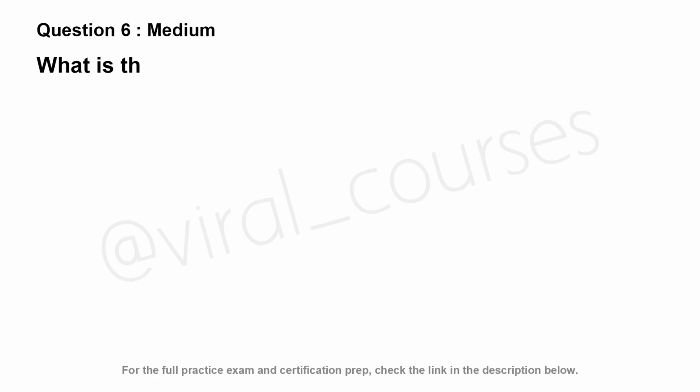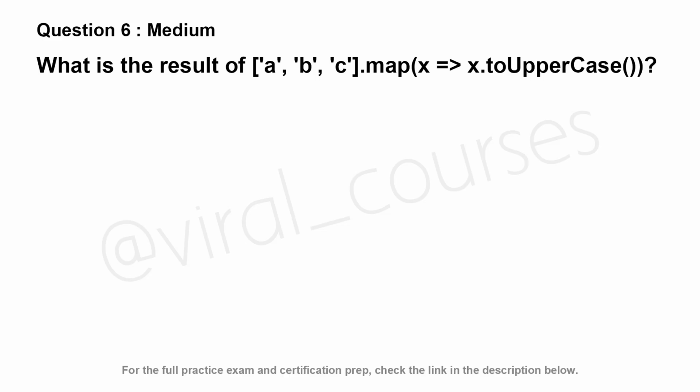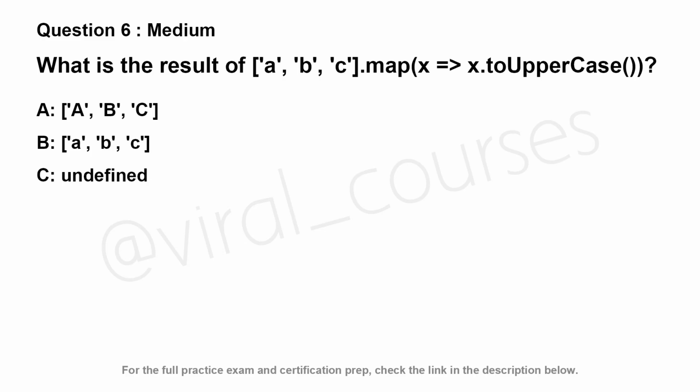What is the result of ['a', 'b', 'c'].map(x => x.toUpperCase())? Option A, ['A', 'B', 'C']. Option B, ['a', 'b', 'c']. Option C, undefined. Option D, error.